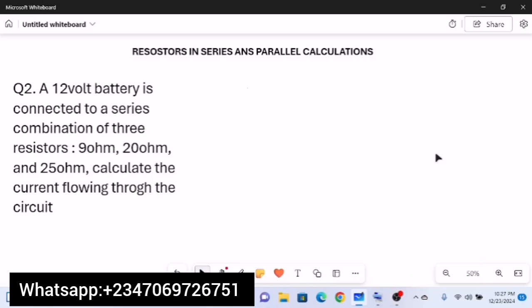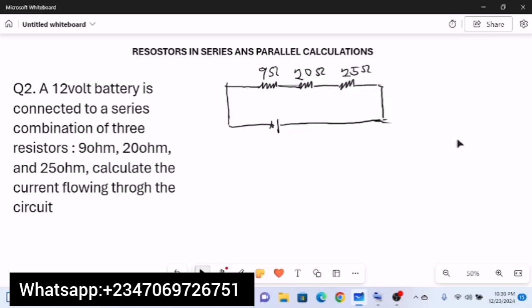Now let's consider the second question. It says a 12-volt battery is connected to a series combination of 3 resistors, 9 ohm, 20 ohm, and 25 ohm. Calculate the current flowing through the circuit. So as usual, let's start by drawing the circuit diagram. Alright, so this is what the circuit diagram looks like. So we'll have a 9 ohm resistor, a 20 ohm resistor, and then a 25 ohm resistor.